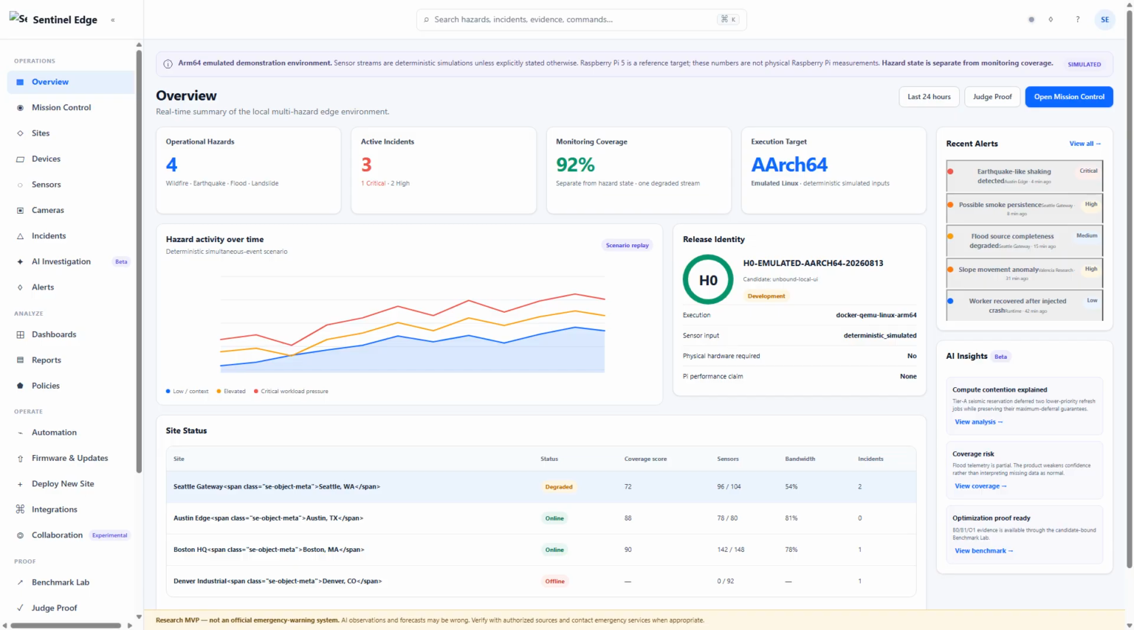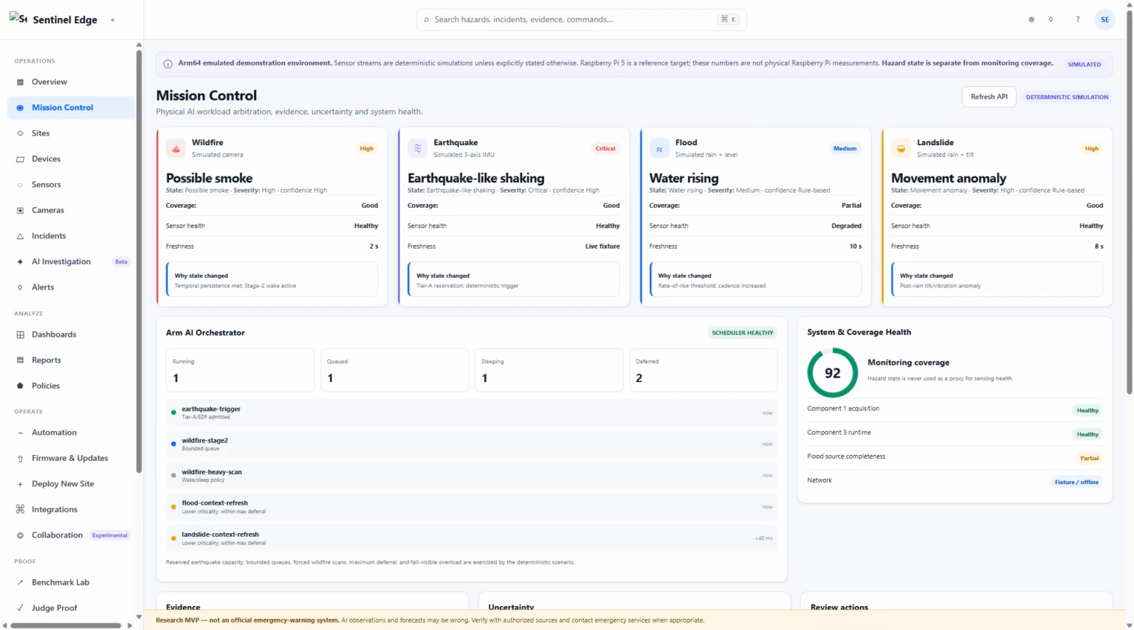For this hackathon, I validate the system in a reproducible Arm64 environment, using Arm64-emulated Runtime where applicable. The camera, IMU, rainfall, water level, soil moisture, tilt, and vibration streams are deterministic simulations, but they enter through the same acquisition contracts designed for physical sensors.